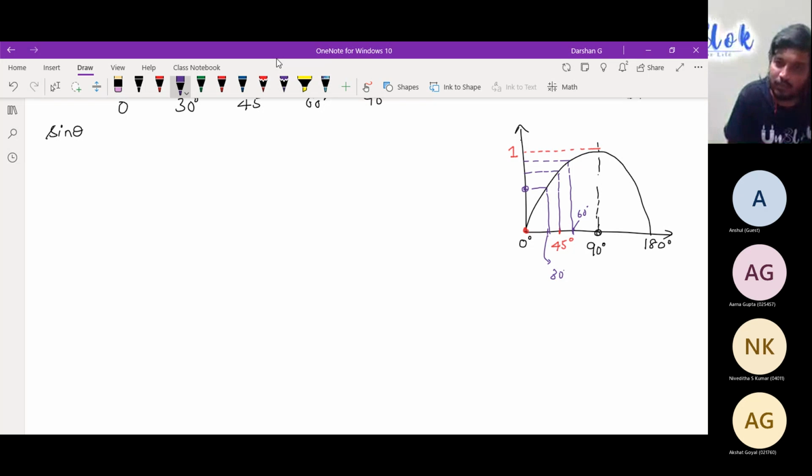So sine 0 is 0, which I told you. And I told you to assume the highest value as 1, so it is reaching 1. But sine 30 is reaching only half. So it is 1 by 2. Next, if I say it is 0.5.